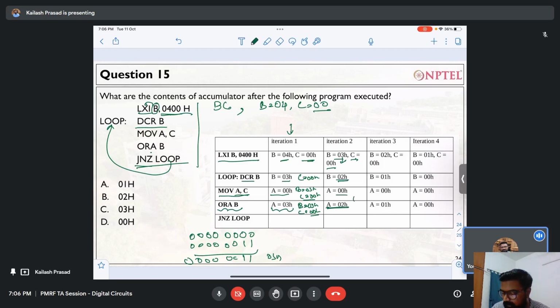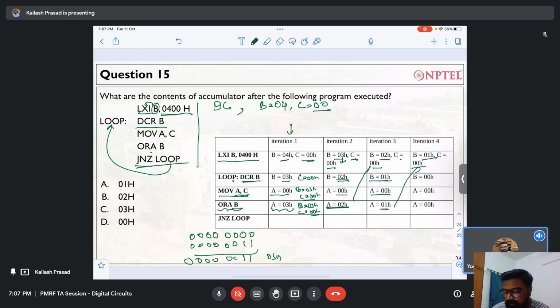Again, the value of A is not 0, so it will go again here, right? So B is 0 2, C is 0 0, so the instruction decrement B will be executed. B is 0 1, right? Then move A to C, it will be again 0 0, so the instruction will be repeated. Then A equal to A or B. So B is 0 1, A is 0 0, A or B will be 0 1. It will go to the next step.